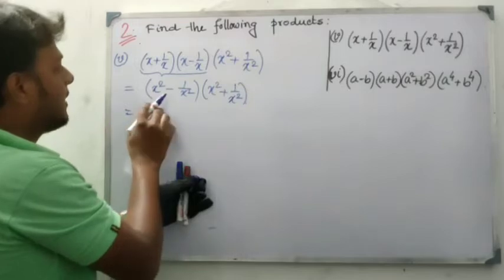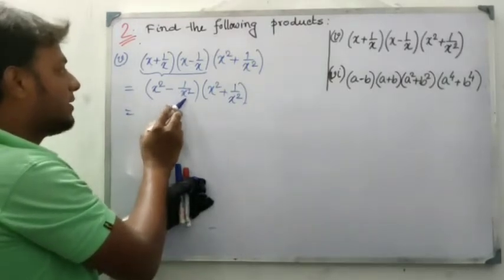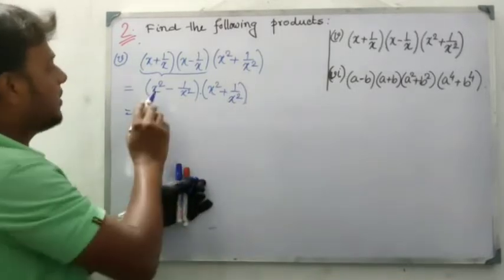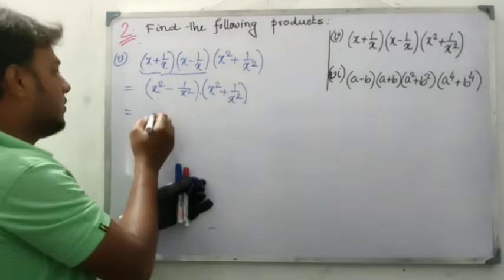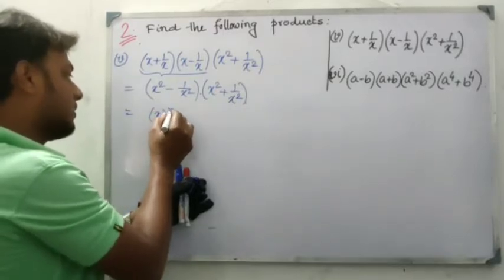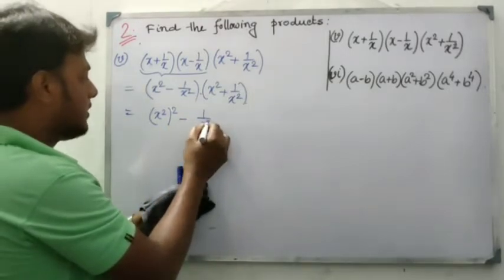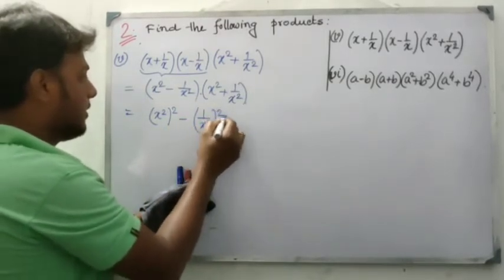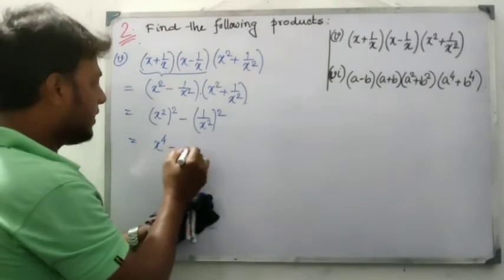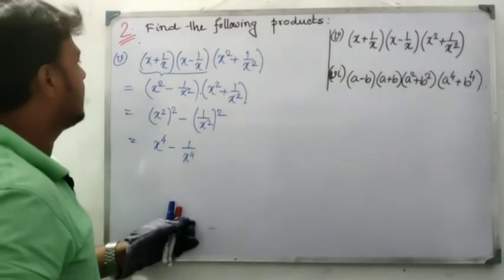Understood? Again, this is like (a + b)(a − b): (x² − 1/x²)(x² + 1/x²). So this is also (a − b)(a + b), so it will be the first one squared minus the second one squared. Now simplify it, then it will be x to the power 4 minus 1/x to the power 4. This completes the solution.